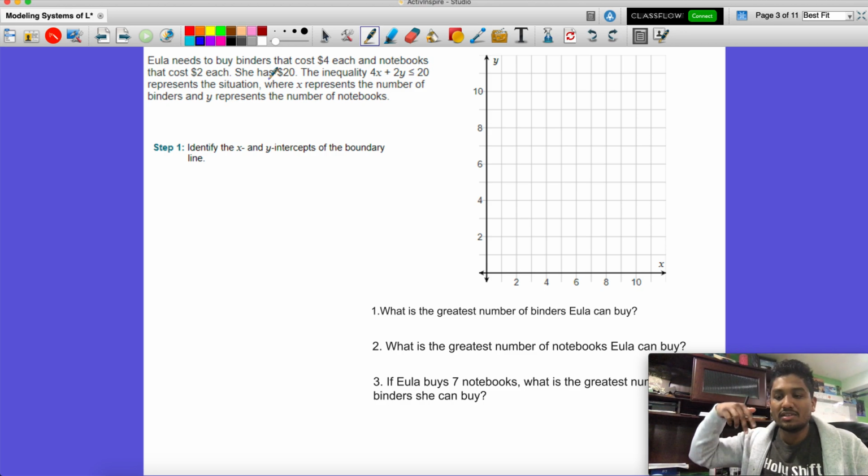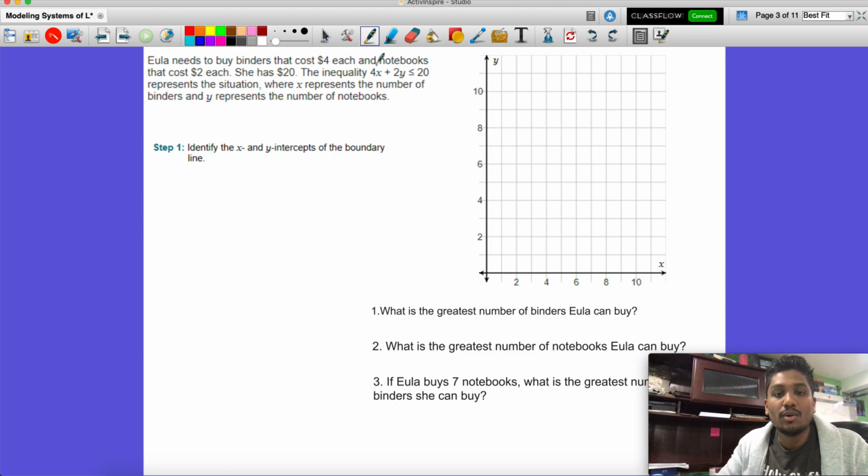Okay? And you're walking to the store and you're at like Staples or Office Max or Target, wherever you go, and you want to buy a bunch of binders and you want to buy a bunch of notebooks, right? But you only got that $20. So again, these are things that you have to think about all the time, right? But you just don't see it in the view or the perspective of algebra, but it's there.